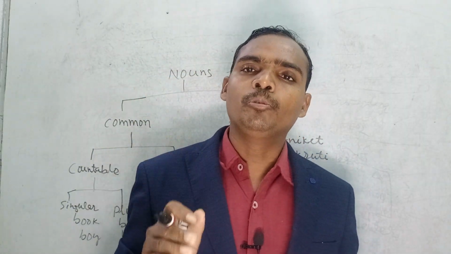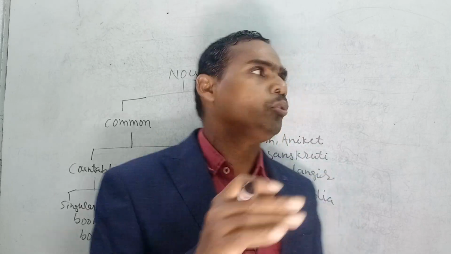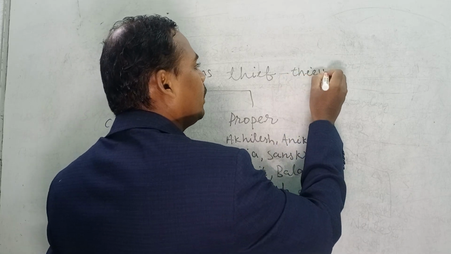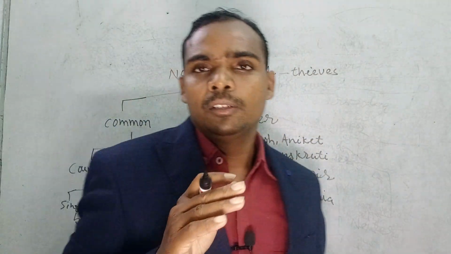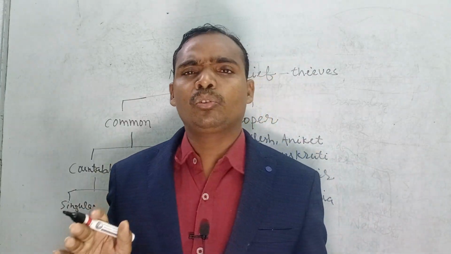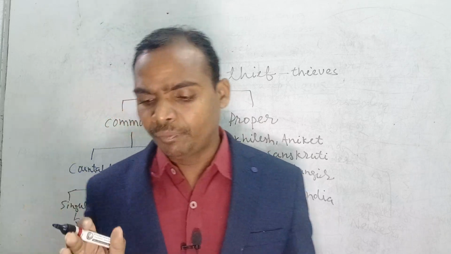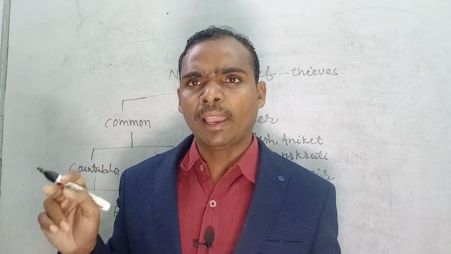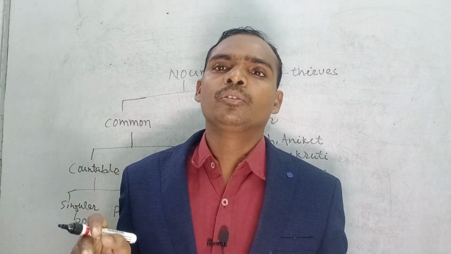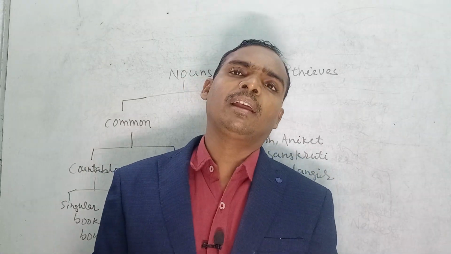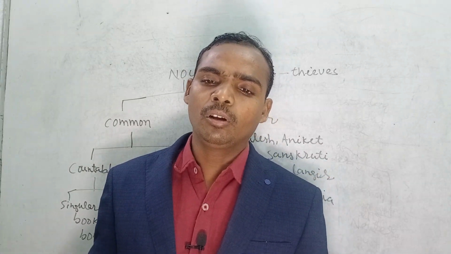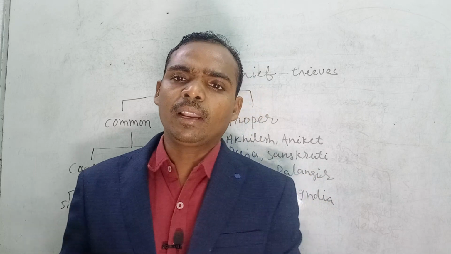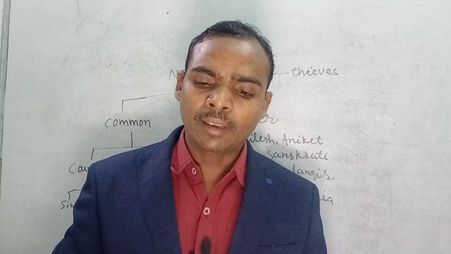Instead of f, you use v in the plural form, so thief becomes thieves. So when a noun ends with f or fe, the f changes to v and es or s is added to it. These are the formats for making singular into plural form. There are also many other rules like this.